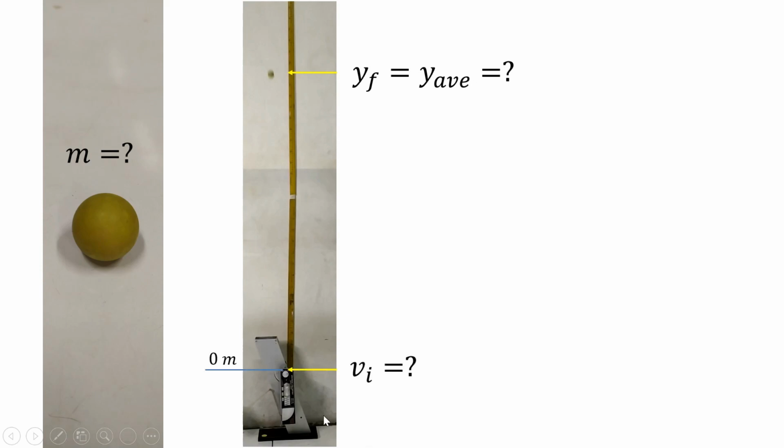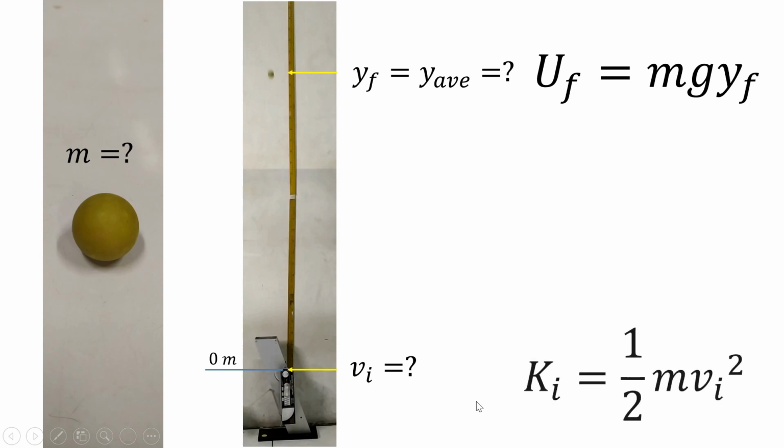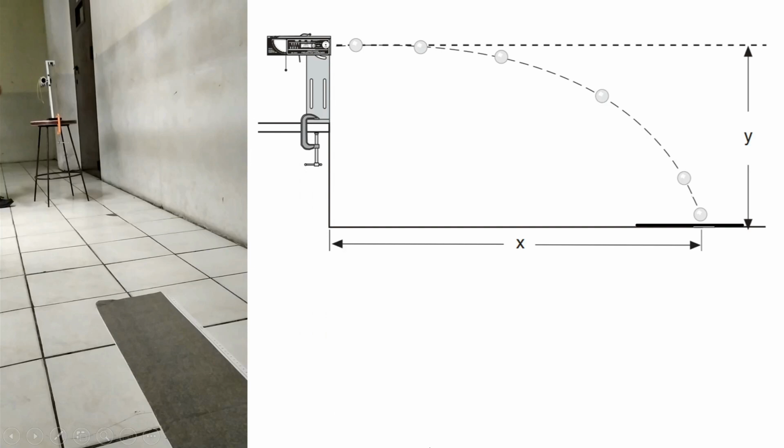And you will also have to get the initial velocity of the ball as it goes up. If you already determine the average height, you can now solve for the final potential energy. And if you determine the initial velocity, you can now solve for the initial kinetic energy. Let's focus first on how to get the initial velocity. So we will use the idea of projectile motion to get the initial velocity of an object.